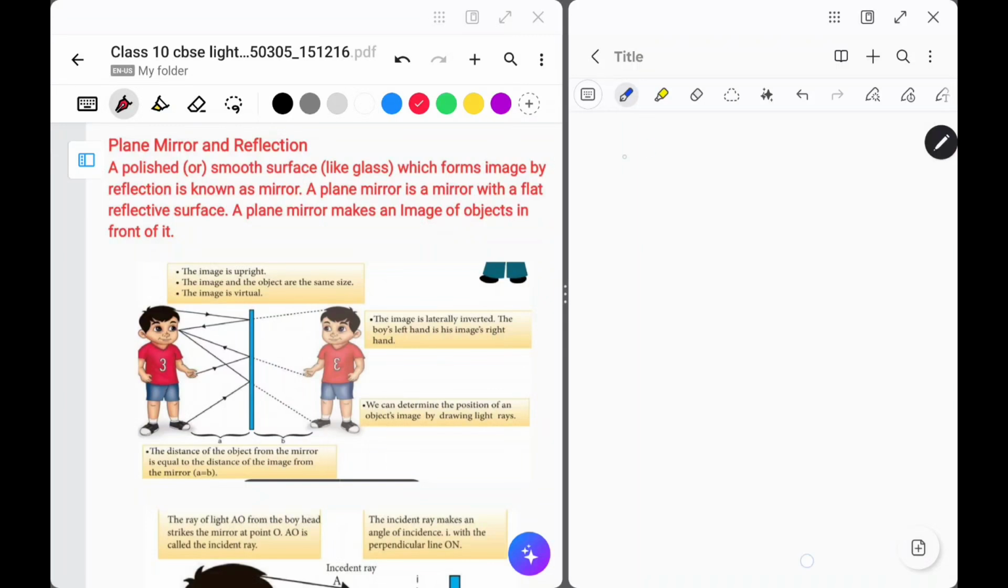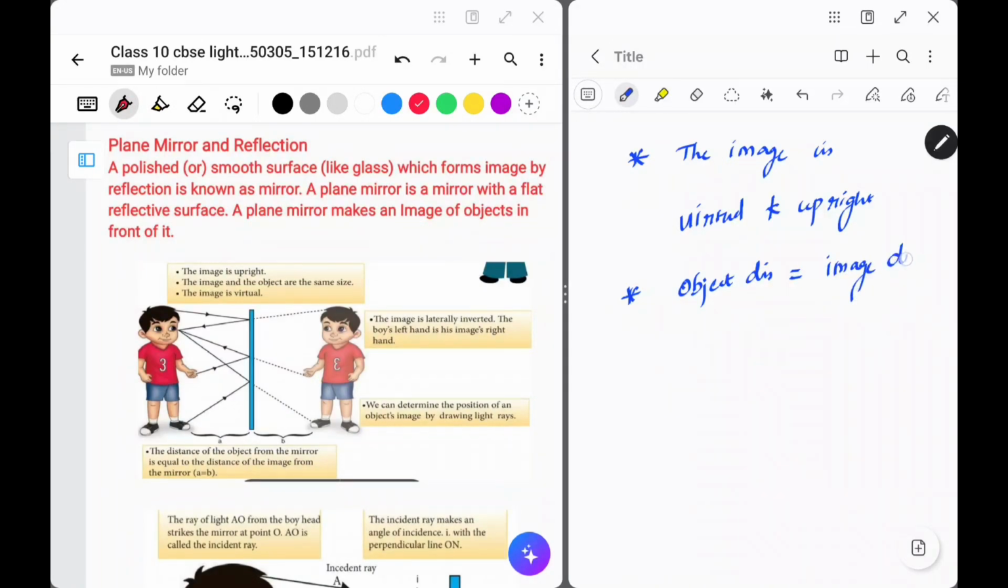I already taught you in the before video what the characteristics are. The image will be virtual. The image is virtual and it will also be upright. The second thing, object distance will be equal to image distance. And the third one, object size will be equal to image size, correct?